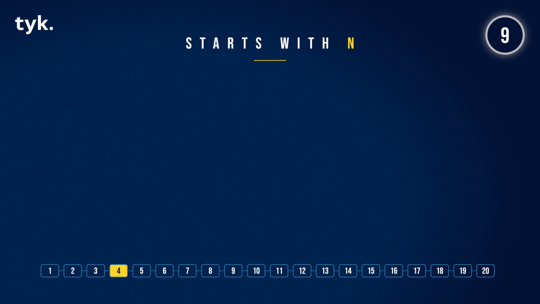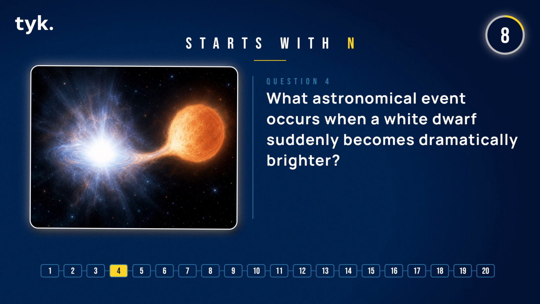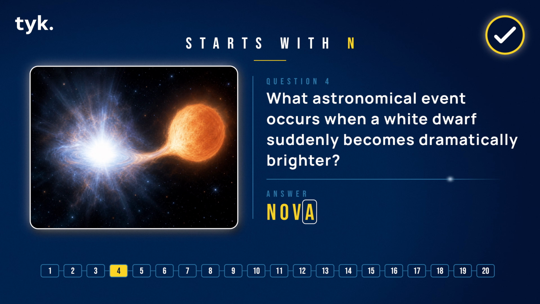Question 4. What astronomical event occurs when a white dwarf suddenly becomes dramatically brighter? It's called a nova. Unlike a supernova, a nova leaves the original star intact and can even happen more than once.